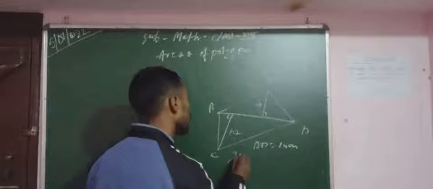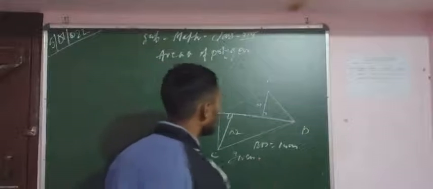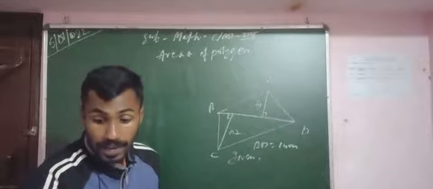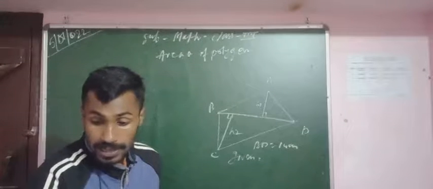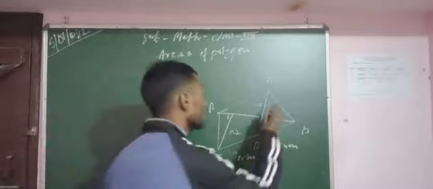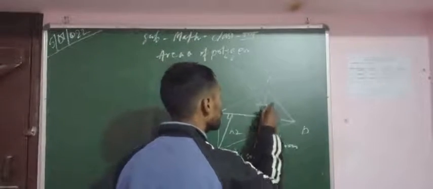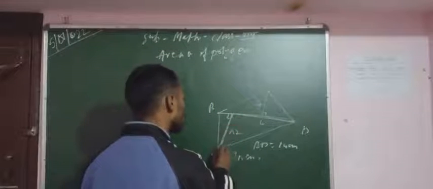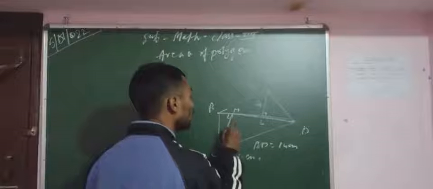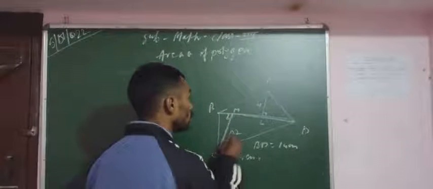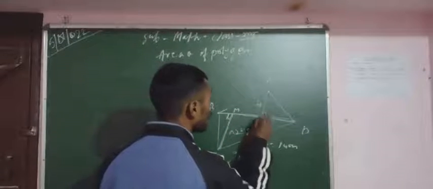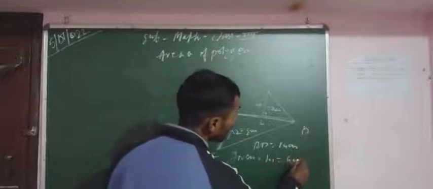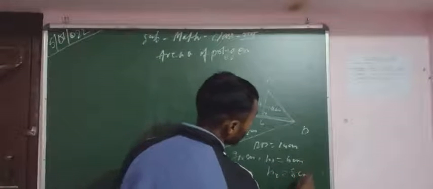So first of all we will write given. BD equals 14 centimeter. AL perpendicular to BD and CM perpendicular to BD, such that AL is 6 centimeter and CM is 8 centimeter. Look at this. This line AL is perpendicular on BD, and again this line CM is perpendicular on BD also. The height of this one is 8 centimeter and the value of H1 is 6 centimeter. So we can consider H1 equals 6 centimeter and H2 equals 8 centimeter.